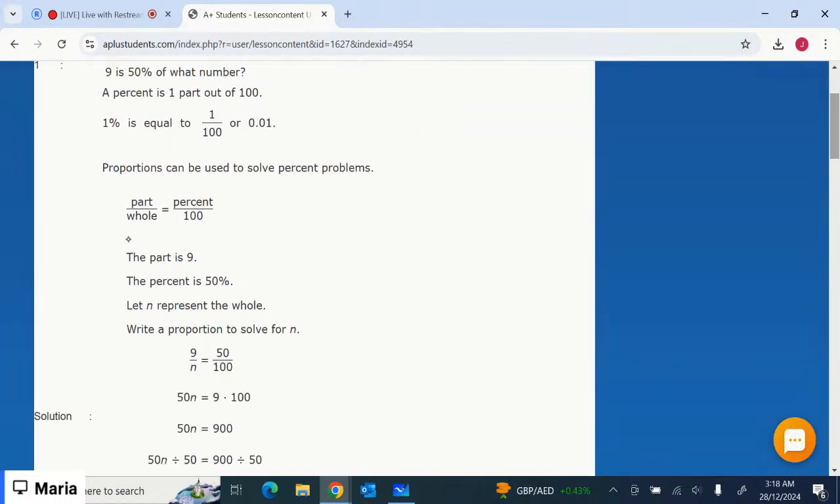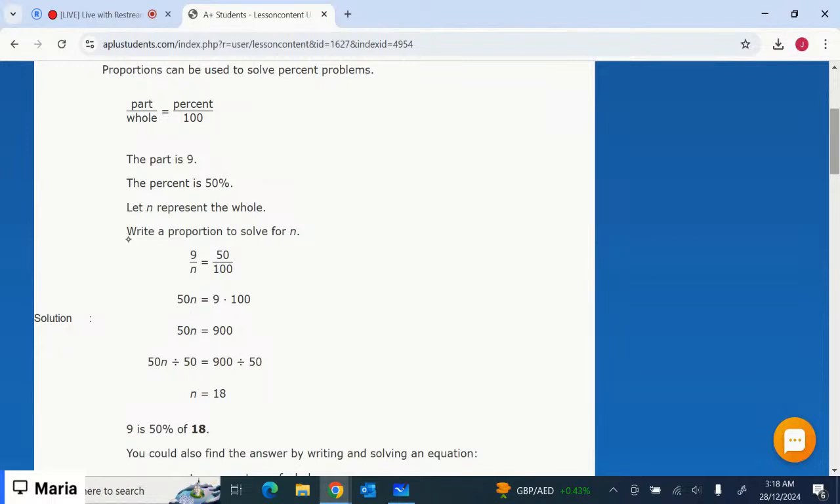So you need to form a proportion that would be part divided by whole equals percent divided by 100. You are given the part 9. You need to find the whole number. Like 9 is part of what number? That is 9 over n equals 50 over 100. So when you do the calculation, 9 is 50% of 18.